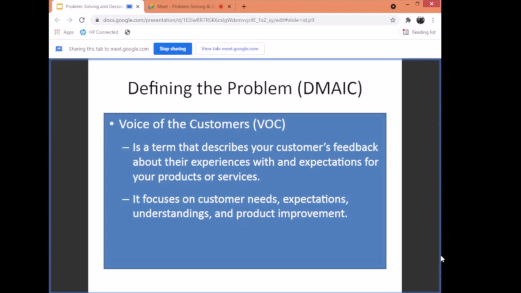So you have to have customer relationship management. You have to take care of your customer. You have to listen to their feedback, listen to their complaints. Voice of the customer is a term that describes your customer's feedback about their experiences with and expectations for your products or services. There are only two things: products or services, right? Meralco is providing services, and also products, because their product is electricity, right?